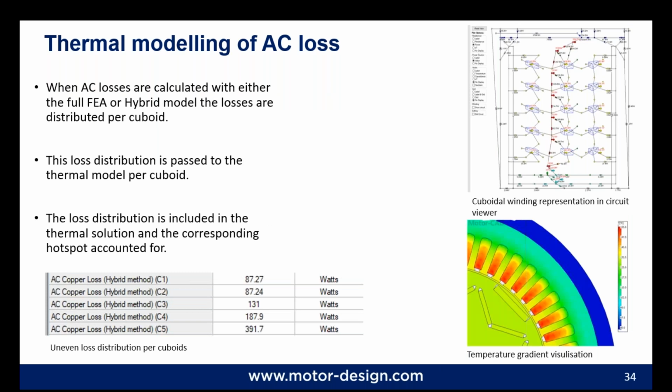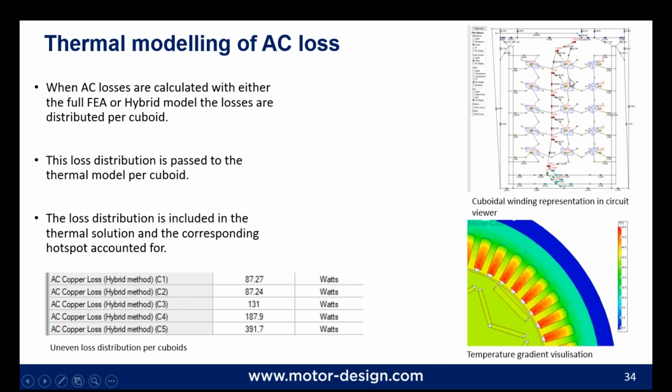So when we calculate the AC losses with the EMag module, we're calculating them either per cuboid or per conductor. And when we pass them to the thermal module, we actually pass the losses per cuboid. This allows us, in the thermal model, to calculate that temperature gradient in the slot and the uneven loss distribution, and calculate the corresponding winding hotspot.